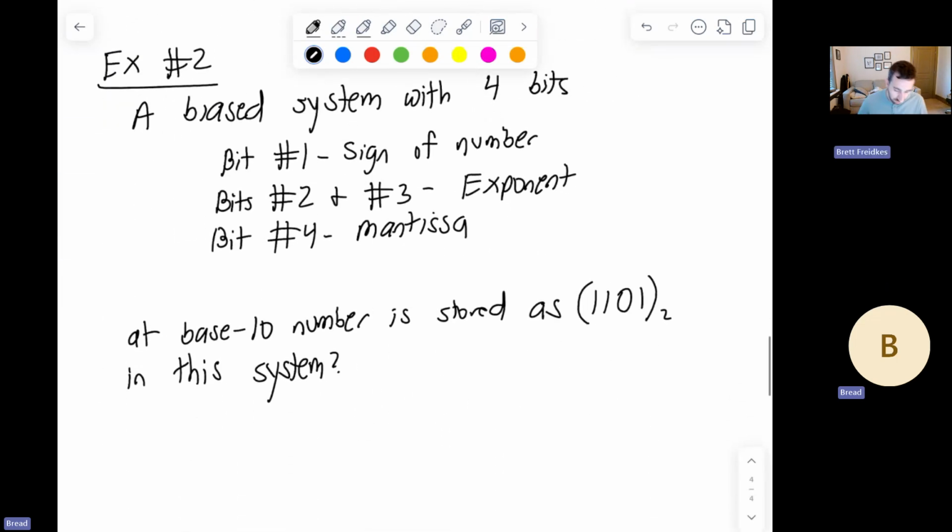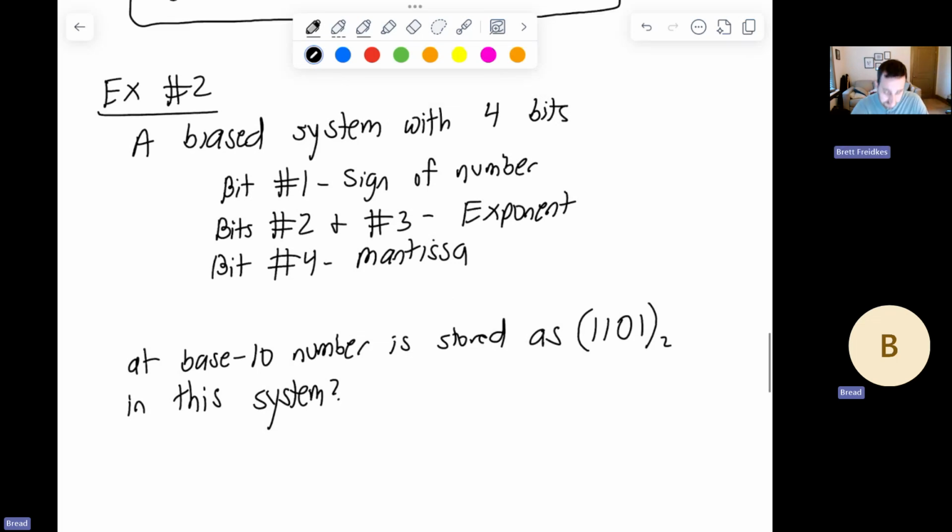I have one more example. A bias system with 4 bits. I give it to you already biased. The first bit is the sign of the number. The second and third bits are the exponent, and the fourth bit is the mantissa. And I ask you what base 10 number is stored as 1101 in the system.